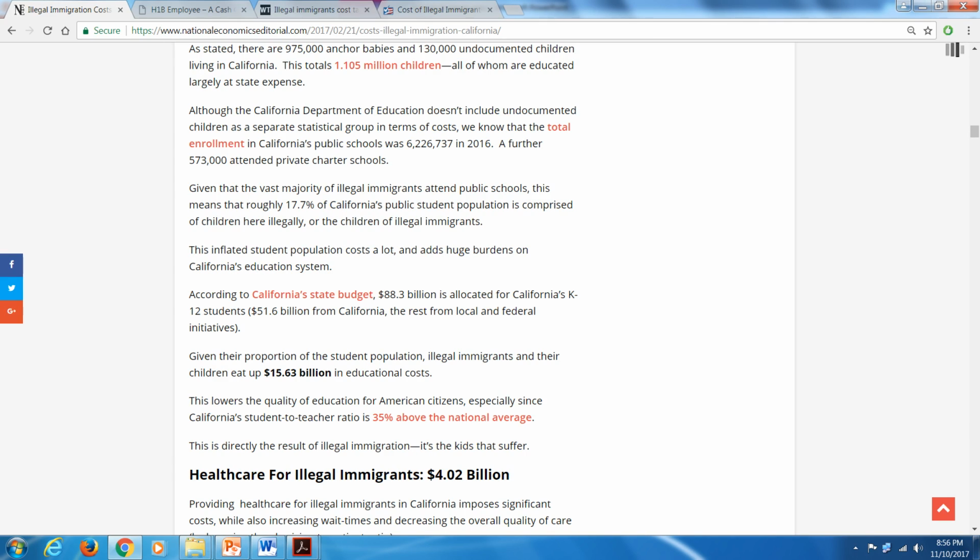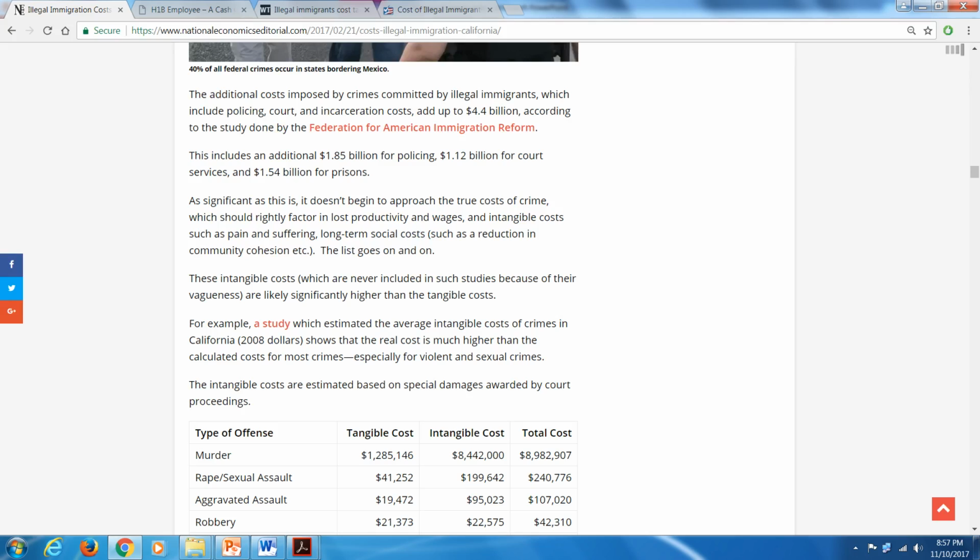And the California state budget, out of that 88.3 billion is allocated for K to 12 students, 51.6 from California, and the rest from local and federal initiatives. So in California, illegal immigrants' children are consuming around 15.63 billion in educational costs. And it also talks about additional money states have to spend on policing, court systems, and prisons because of illegal immigrants.